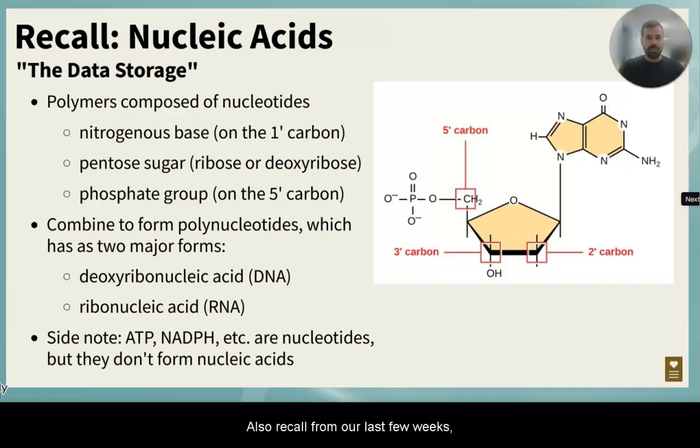Also recall from our last few weeks, we've talked a lot about ATP and NADPH and these other coenzymes, these other cofactors that carry energy. Those are nucleotides, and they're actually precursors to the building of nucleic acids. But those nucleotides have more phosphates, and they have different structures that make it to where they don't form polymers. They don't form nucleic acids. But important to note that they are similar in structure.